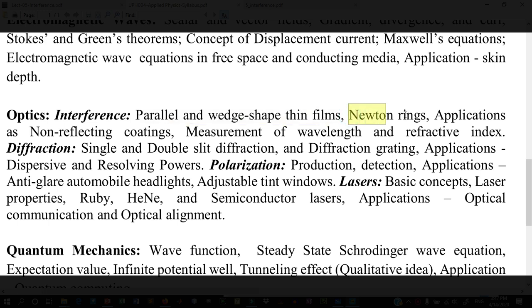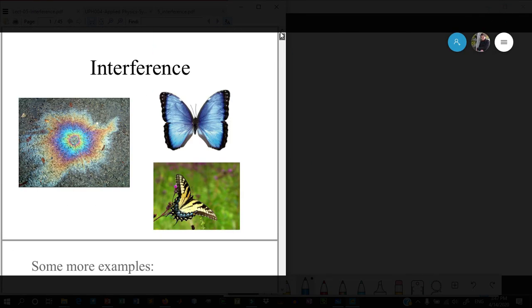Then we'll talk about Newton's rings. Then we'll talk about some applications of the interference pattern on the wedge-shaped thin films and parallel thin films, and how that helps us in creating non-reflecting coating. Then we'll talk about measurement of wavelength and refractive index using the Newton's rings method. With this, let's start with the video lecture itself now.